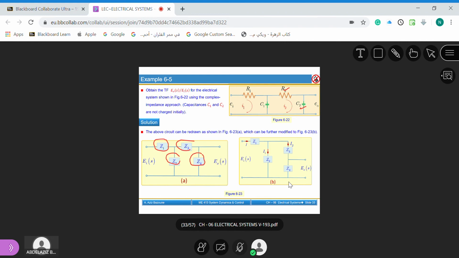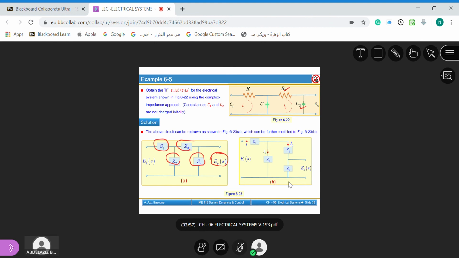Here, remember, many students make a mistake. The output voltage here is across Z4. Remember this: the output voltage is across Z4, from here to here. So what I am doing here is calling the current passing through Z1 I1, and then the same current will go here.